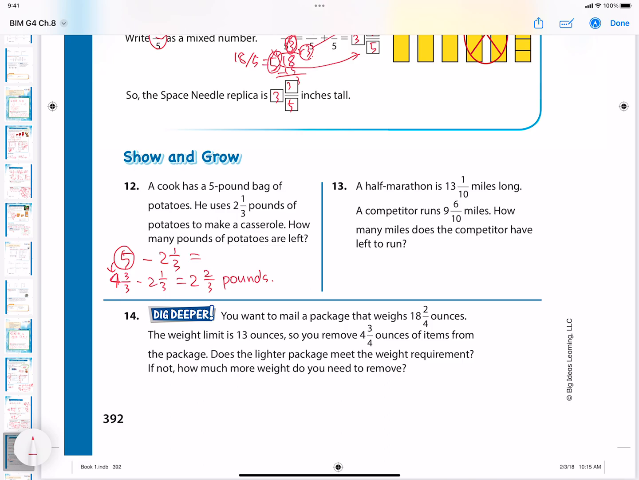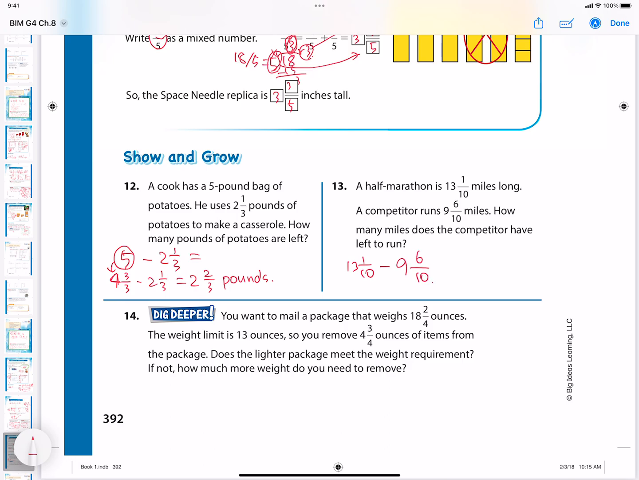of potatoes are left. All right, number 13. A half marathon is 13 1/10 miles long. A competitor runs 9 6/10 miles. How many miles does the competitor have left to run? All right, so let's find out the difference. So 13 1/10, oops, my handwriting is awful, so I need to write it again. Sorry. 13 1/10 minus 9 6/10.